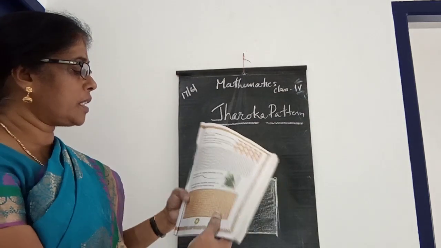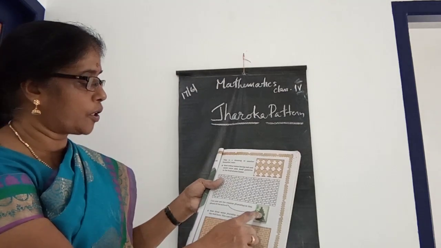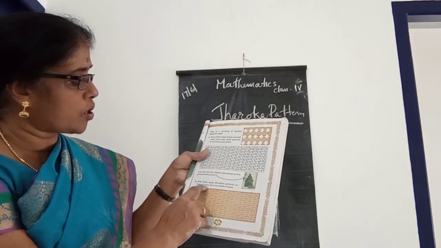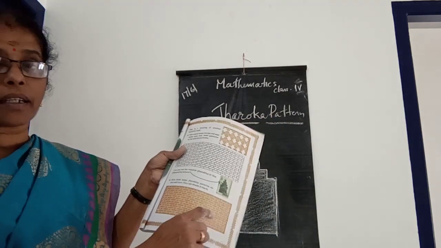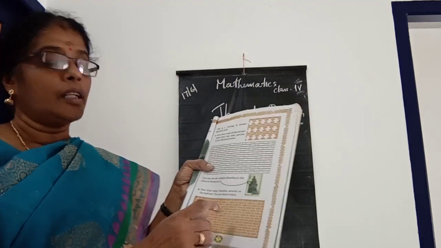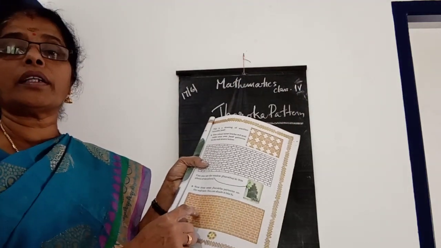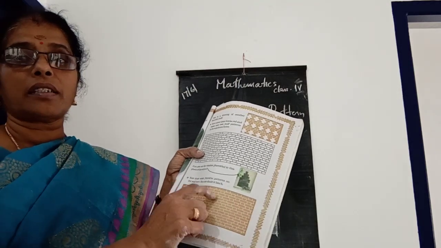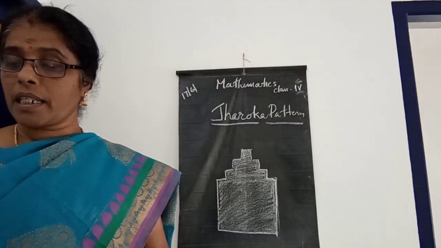Look here. Can you see the window Jaroka in this photo of the school? Okay. And now draw some Jaroka patterns on the wall. Here you can shade it black. You can draw one Jaroka pattern here, and after that you can shade it with black. So that is homework.